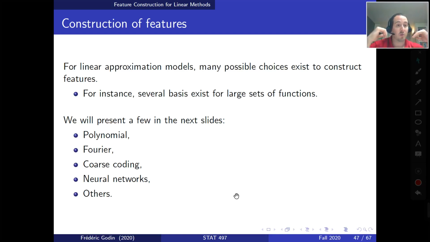If we want to apply a linear approximation where the value function is approximated by a linear combination of features of a state, we need to design suitable features. So the next lecture will be about possible choices to design features of a state.